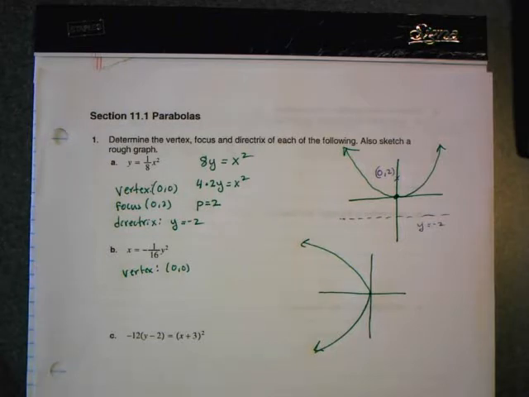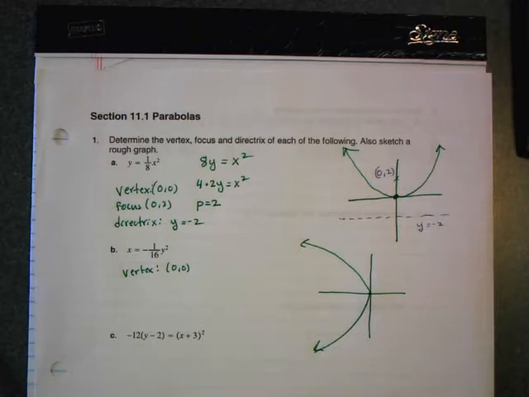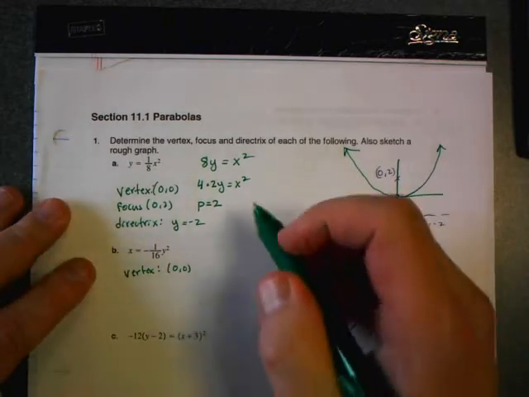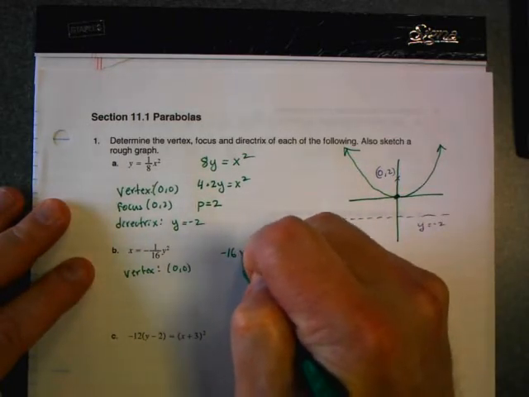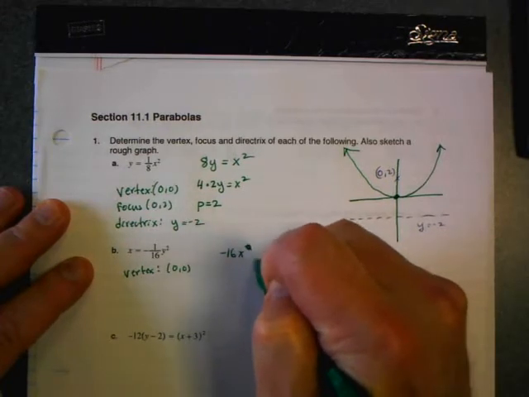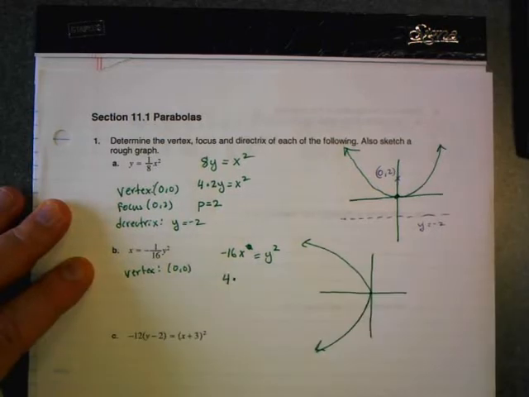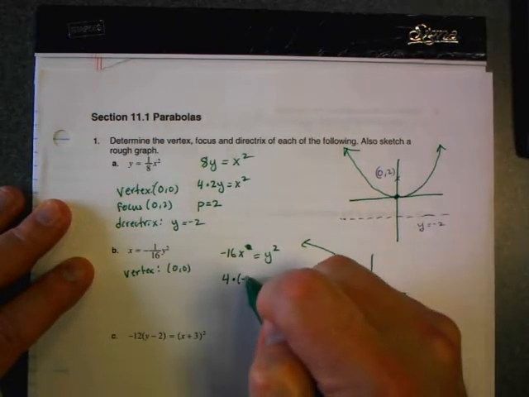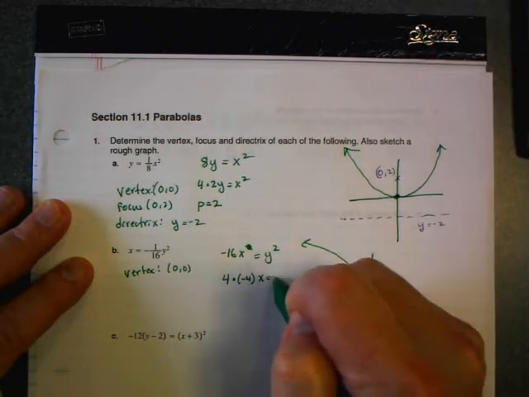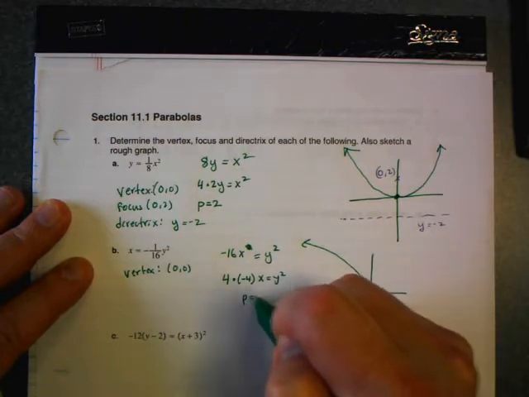Next, I need to know the p number. What's the p number? Close. Negative 4. How'd you get negative 4? Right. You want to write this as negative 16x equals y squared. And then it's got to be 4 times something. And in this case, it's 4 times negative 4x equals y squared. So in this case, p is negative 4.